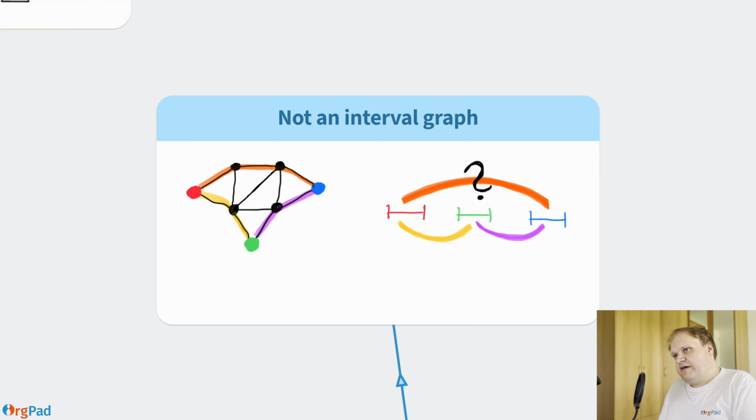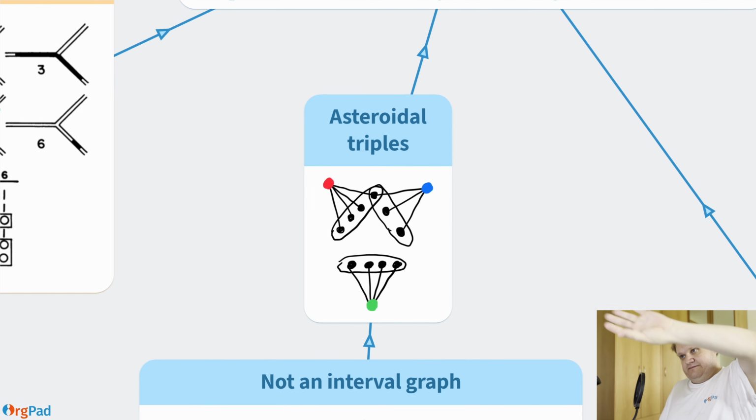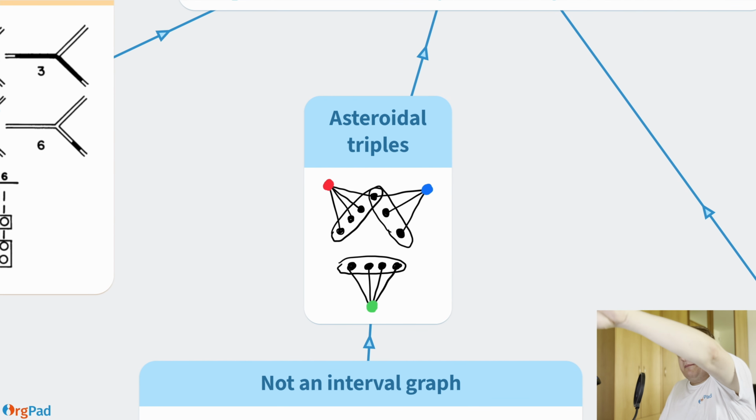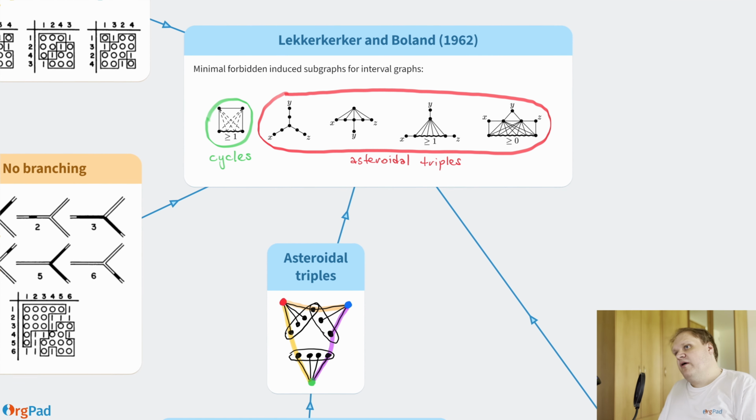So this is an example of an asteroidal triple, and interval graphs are the intersection of chordal and asteroidal triple free graphs. An asteroidal triple is, in general, a subgraph which contains 3 vertices, such that there is a path going between one pair which is missing the neighborhood of the last one, and so on. So we have 3 paths always avoiding the neighborhood of the opposite vertex. And these are minimal asteroidal triples which do not contain an induced cycle.